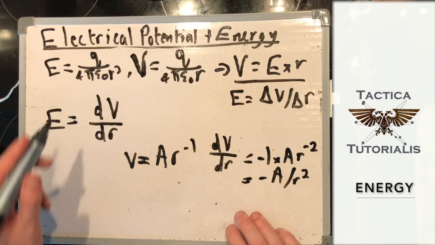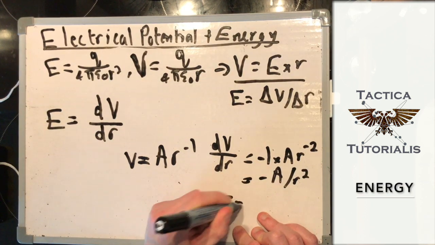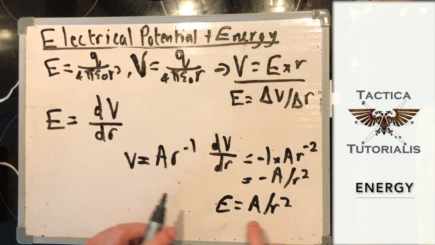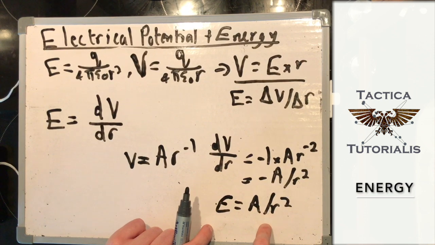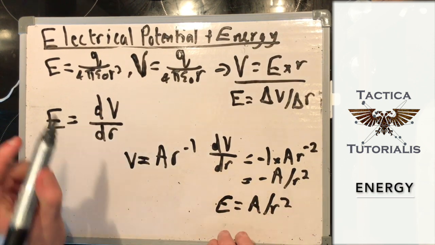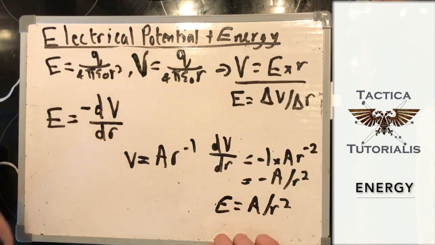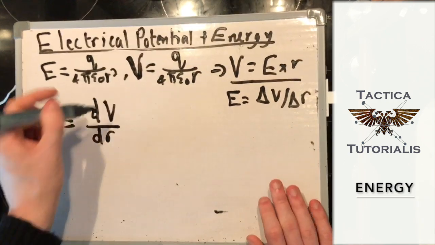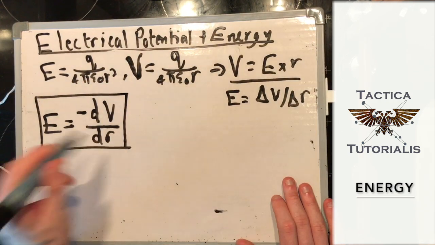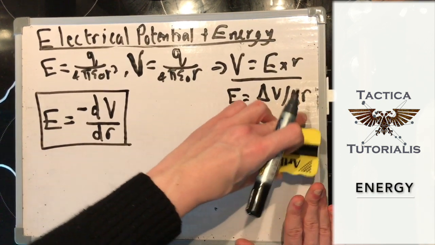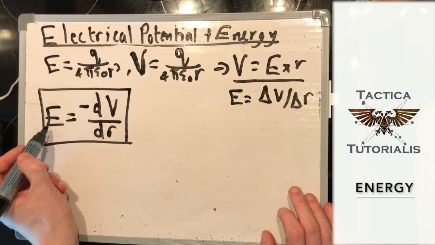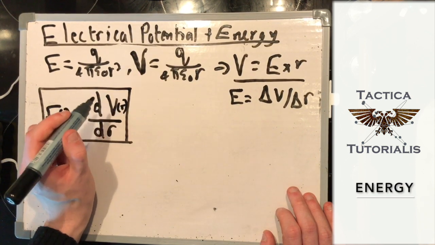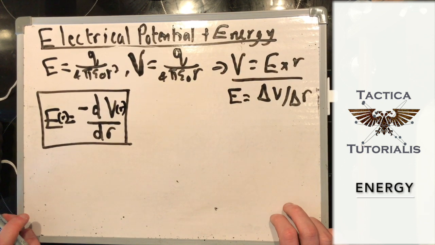Do you see the problem? Because E equals A over r squared. A is Q over 4 pi epsilon naught. So if E is A over r squared, dV by dr is minus A over r squared. We're missing something from here, and that is a negative sign. So the potential and the electric field are related through a differential equation, where the electric field at any point r is given by the differential of the potential at that point r with respect to r.